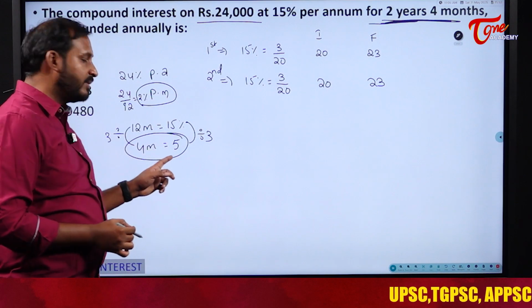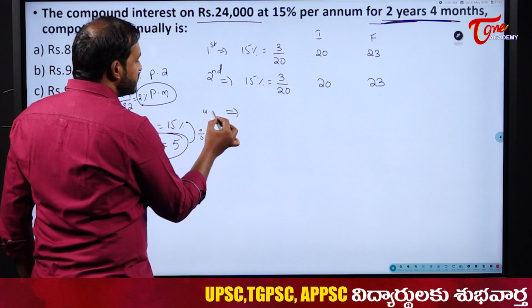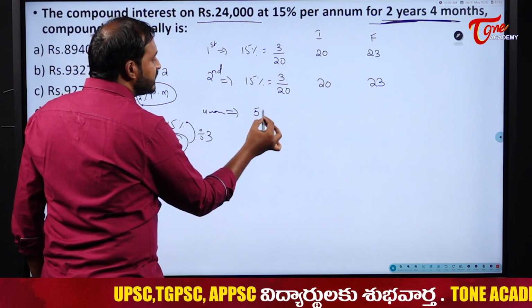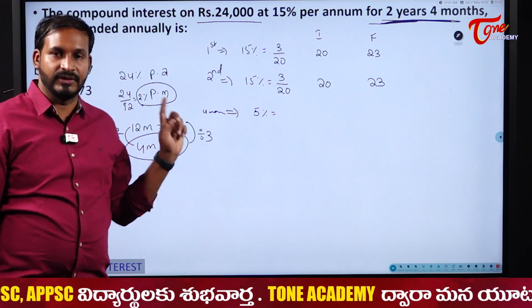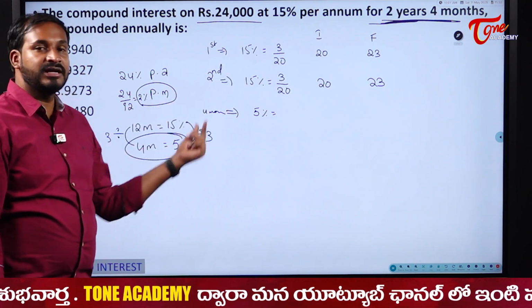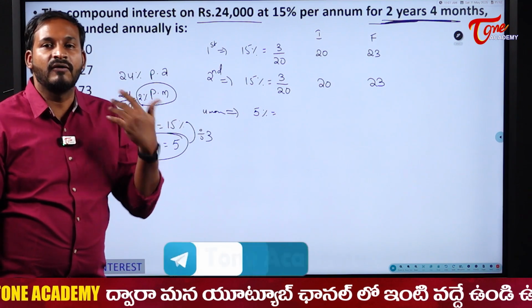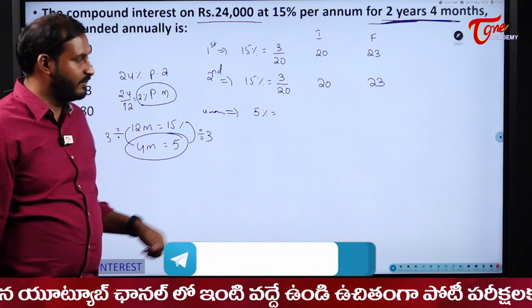For 4 months, what will be my rate of interest? 5%. So for this 4 months, what will be my rate of interest here? 5%. Instead of 15, I will take it as 5. Understood, students? Split the rate of interest. If the time period decreases, obviously the rate of increment also decreases. So from 15 it came down to 5%.